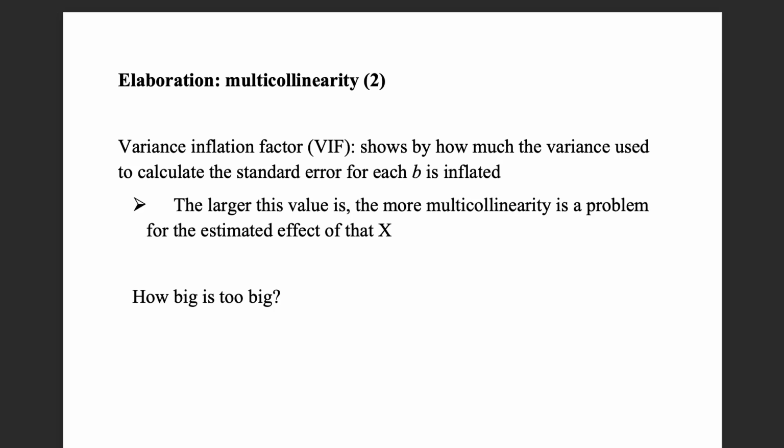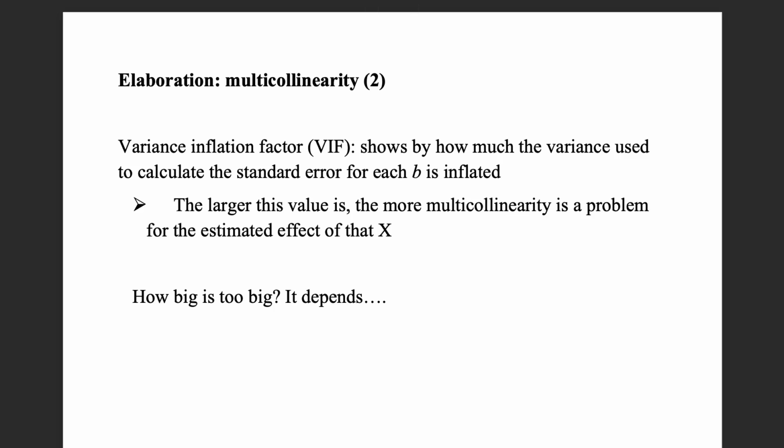So if the true population effects are very, very large, then there is a little bit less of an issue with multicollinearity than if they're very, very small. Of course, you don't know the true effect sizes. So there's always a question about, exactly when is it too big? And there is no hard answer for that, but there are some useful rules of thumb that you might want to think about.